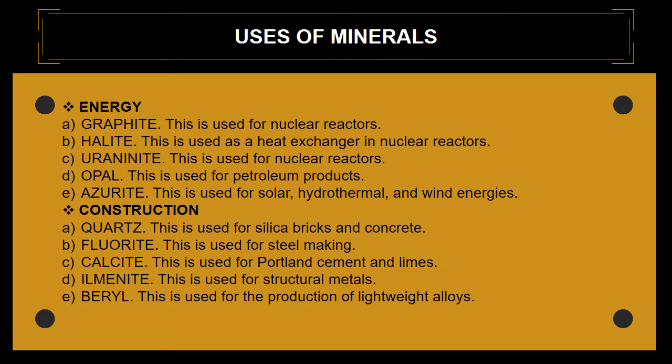So next, we have halite. This is used as a heat exchanger in nuclear reactors. Uraninite, this is used for nuclear reactors. Opal, this is used for petroleum products. Azurite, this is used for solar, hydrothermal, and wind energies. So, mapapansin nyo sa energy, mostly, sa nuclear reactors, ginagamit yung minerals.